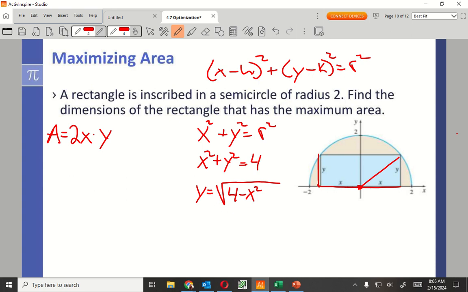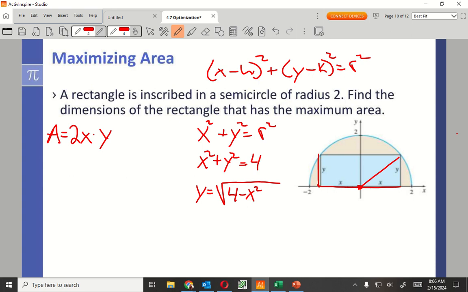You guys agree? So I just did a little bit of algebra. I moved the x squared to the other side and took the square root of both sides. And why is it not a plus or minus? Because it can't be negative space. This is the equation of the circle. Am I using the lower half of the circle? No. I'm only going to use the upper half of the circle, because the rectangle is inscribed in the upper half. If it was inscribed in the lower half, it would have a negative out front.